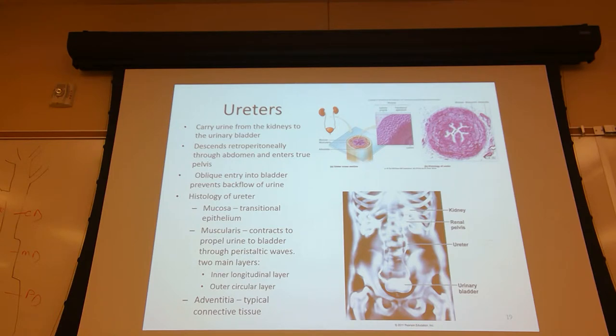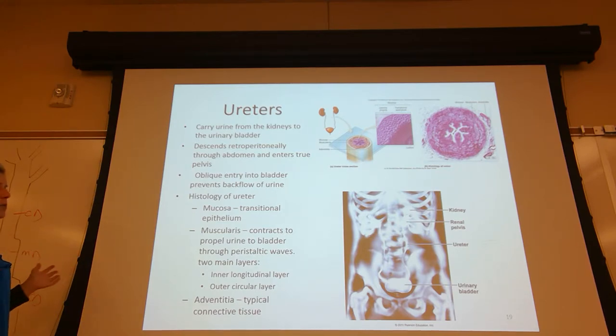And the reason why that angle is important is because when the urine drips into your bladder, it shouldn't, under normal circumstances, dam back up all the way up to your kidneys. If it does that, then your kidneys, again, can't filter. And that would be post-renal failure. So this oblique entry is really important.